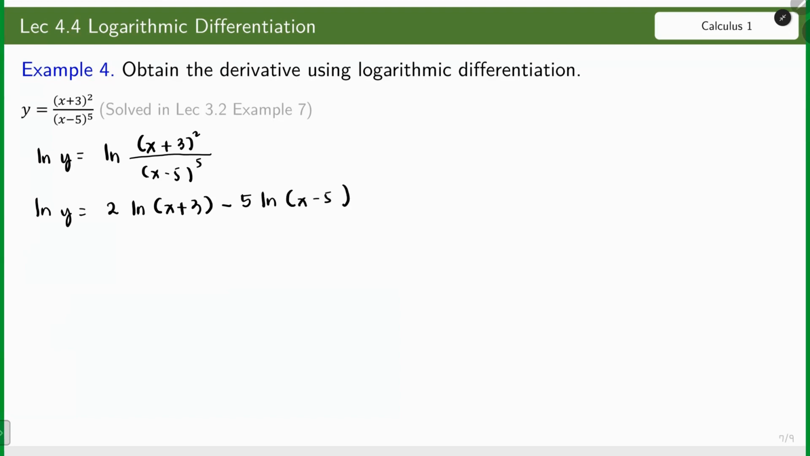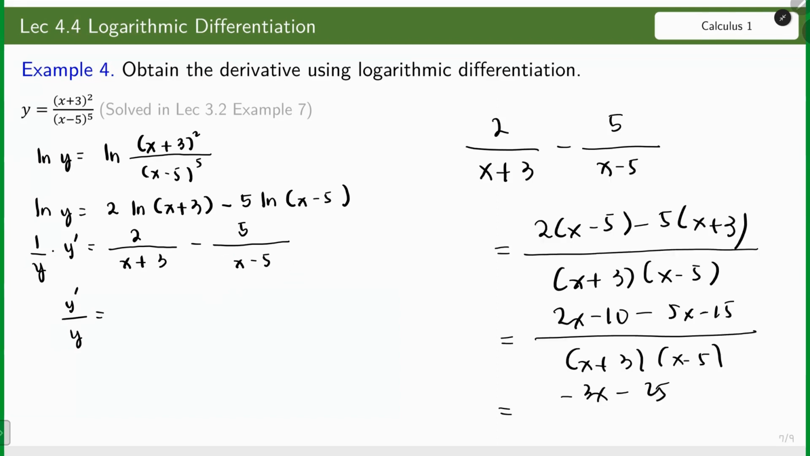Taking the derivative of both sides of the equation, we have 1 over y times y prime is equal to 2 over x plus 3, and then minus 5 over x minus 5. Let us combine the fractions because for sure this will be simplified later. How do we combine this? We have negative 3x minus 25 all over the quantity x plus 3 times the quantity x minus 5.